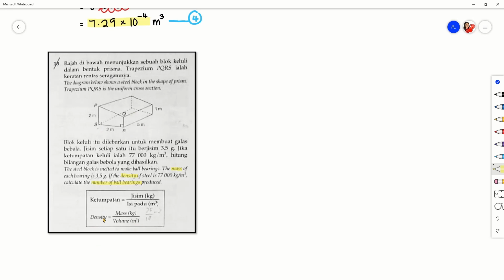So density is given. So that's a good thing. Volume is not given. Mass is not given. And mass is what I want to find. This is my unknown. But as you all know, in a formula, you can only have one unknown if you want to find the value of that unknown. So in this case, I have two things I don't know, the mass and the volume. However, volume I can find from the picture here.